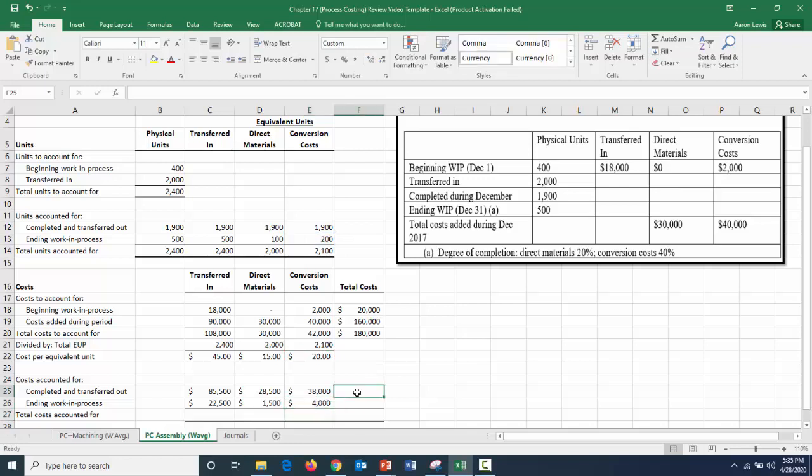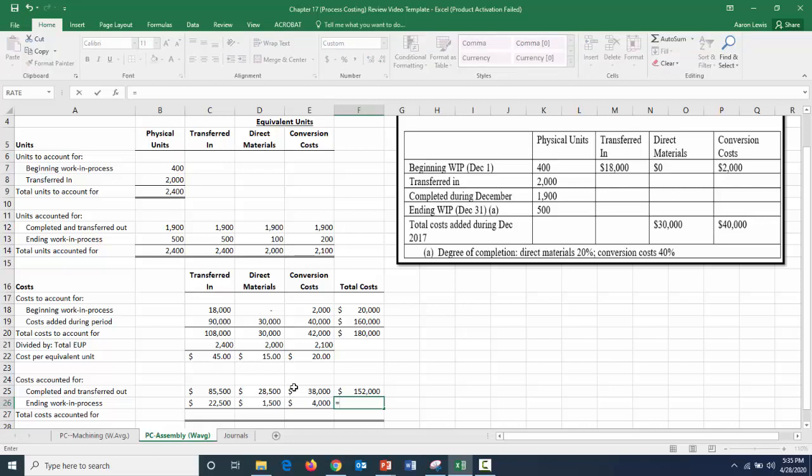Now we can figure out our totals. Total cost completed and transferred out is going to be $152,000. And that is the cost from both departments, because we have all the costs that are transferred in as well. So that's our total cost of all of these goods that we are transferring to finished goods to be able to sell. That's what we're going to use to record our COGS.